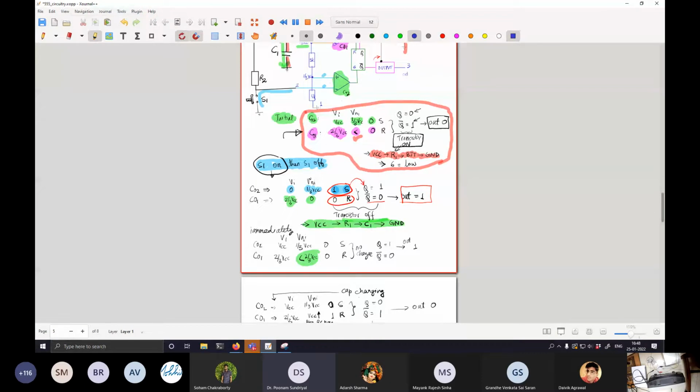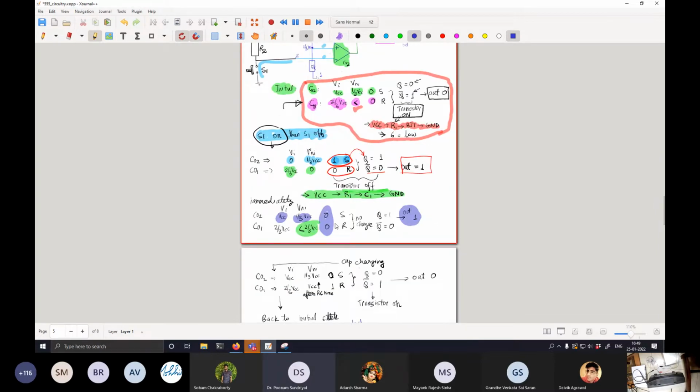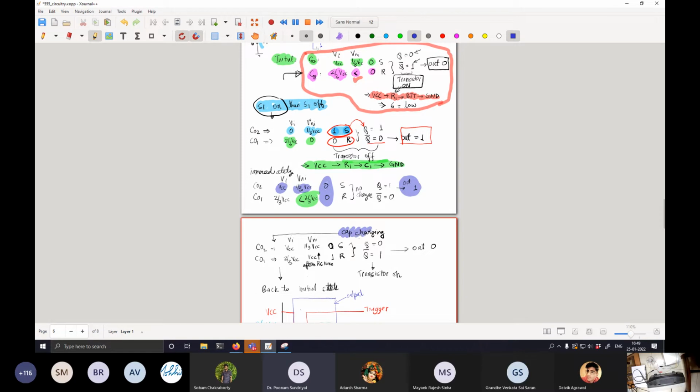Whereas the second comparator, because we have released switch 1, the inverting input is VCC, whereas the non-inverting is the reference 1/3 VCC. So both become 0, and we have no change in the output. So the output remains high. Why? Because the capacitor has not yet charged to more than 2/3 VCC. When the non-inverting input, that is pin 6, goes greater than 2/3 VCC, then the output R will change. Then only the output R will change, because nothing has changed. It still remains the same. Now the capacitor is charging because the output is 1.